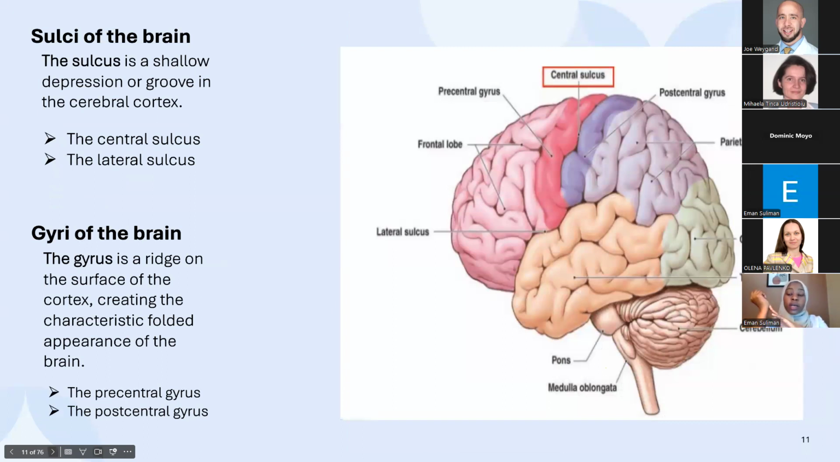We have other terms, sulci and gyri, and those two things give the brain its characteristic folded appearance. The sulcus is a shallow depression or groove in the cerebral cortex. So these are the sulci, those shallow grooves. And we have two main sulci. The central one is here between the frontal lobe and the parietal lobe.